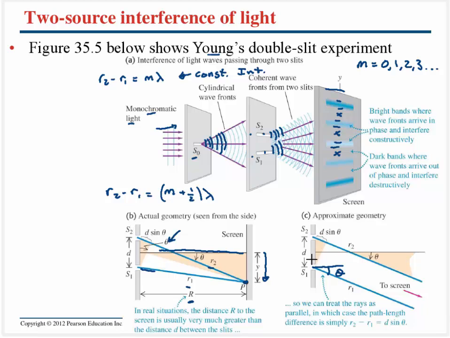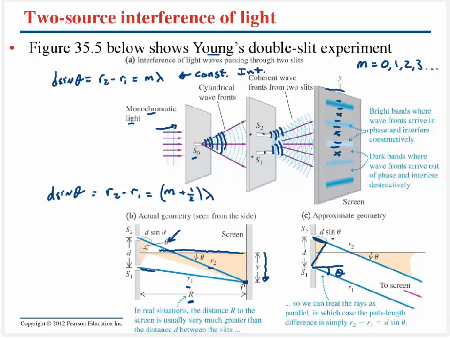Now we can say, look at this. The path length difference is just going to be this distance right there, which is d sine of theta. So my criterion for destructive interference, R1 minus R2, is going to be d sine of theta, and the same over here.